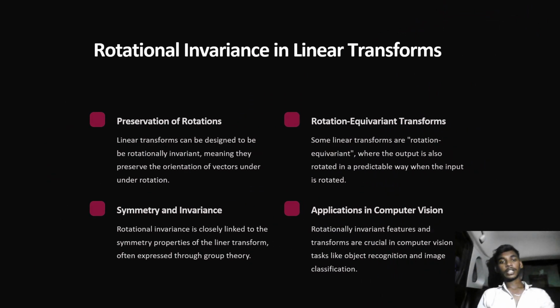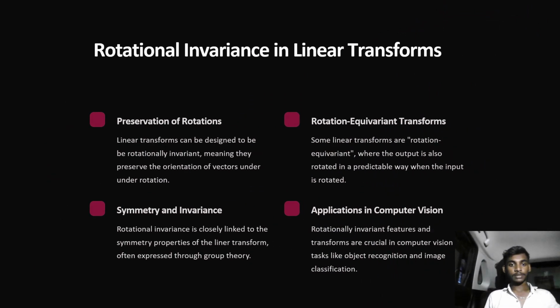Rotation invariance in linear transformations. Properties of rotation in linear transformations can be designed to be rotation invariant, meaning they preserve the orientation of vectors under the rotation. Symmetry and invariance: rotation invariance is closely linked to the symmetry properties of the linear transformation, often explored in group theory. Rotation equivariant transformations: some linear transformations are rotation equivariant, so their output is also rotated when the input is rotated.